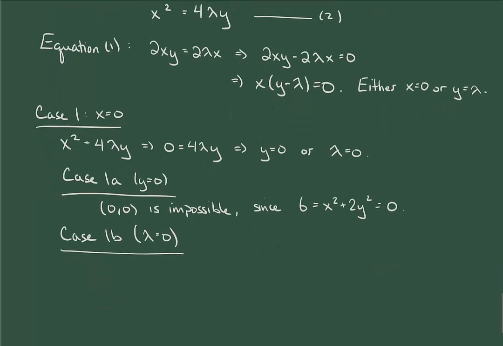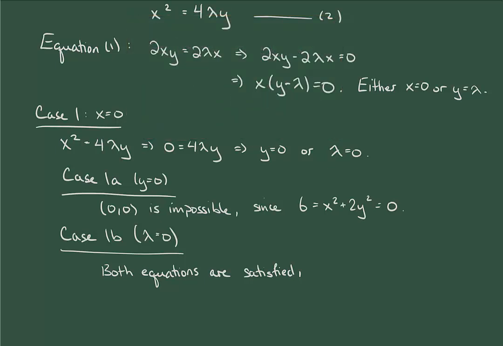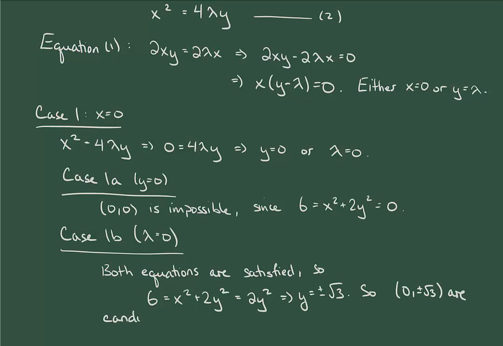The second case, let's suppose that lambda is 0. And in this case, both of our equations are actually satisfied. If we go back and look at the original equations, if I plug x equals 0 into the top equation, I get 0 equals 0. x equals 0 in the second equation tells me 0 is 4 lambda y, but if lambda is 0, I again get 0 equals 0. So y can be absolutely anything. And if I plug that into the constraint equation, I can solve for y and get plus or minus root 3. So I get two candidate points, 0, plus or minus root 3. And that takes care of the x equals 0 case.